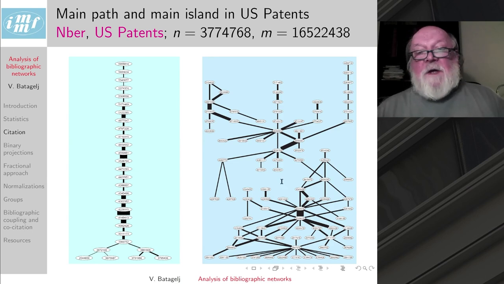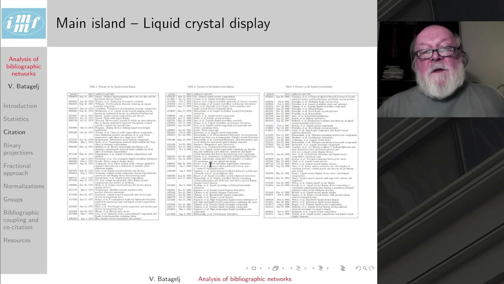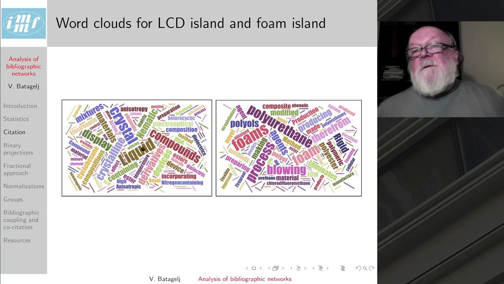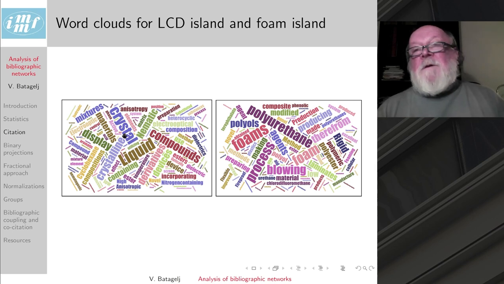if we look at the titles of the patents and do a simple frequency analysis of the most frequent words, it turns out that this network consists of patents on, you see, liquid crystal. It means that the most important patents in the considered period were the patents on liquid crystals. And these are patents related to, for instance, the screen of this computer and so on.